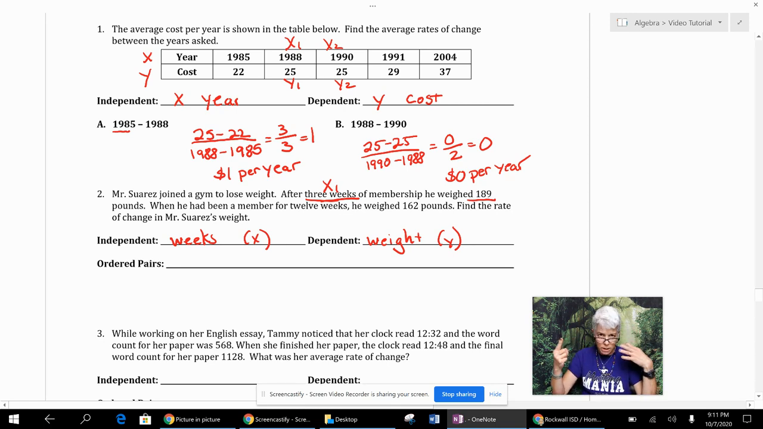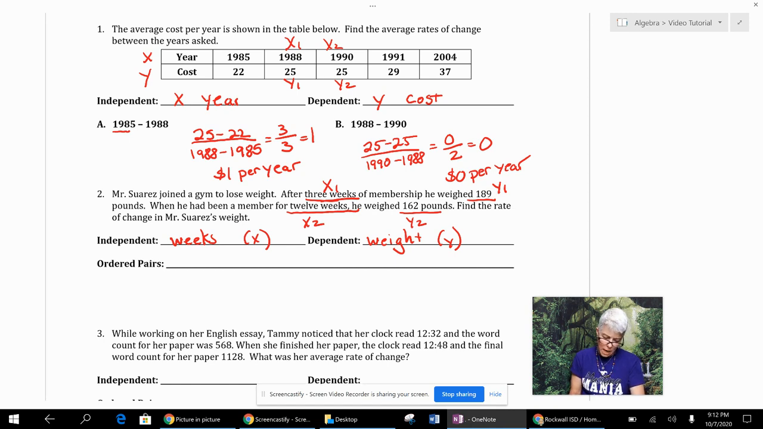Just helps my brain. I don't know about yours, but it helps mine. And the weight, we're going to call that our y1. Then it says that at 12 weeks, I'm going to call that my x2. And then I have 162 pounds, which is my y2. Which, going back to that, it's just understanding that these points are like ordered pairs.